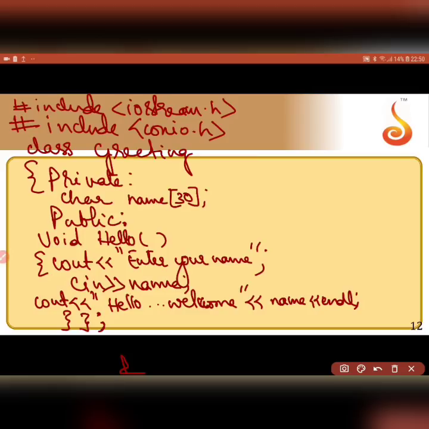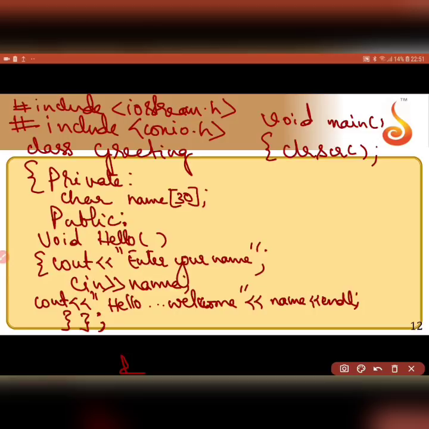Now I need to write my main function, because without main your program will not work. So void main, open and close brackets. I'll open the braces, then I will write clrscr. Clear screen is a built-in function which is there in the conio.h, and I'll be using it.